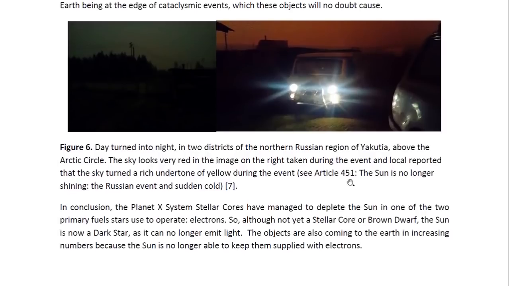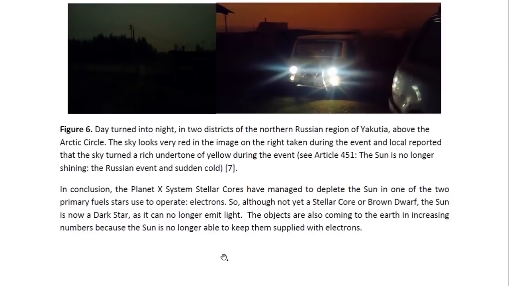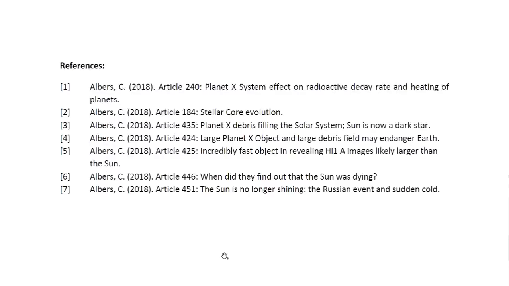And you may look at Article 451 entitled "The Sun is no longer shining, the Russian event and sudden cold." So in conclusion, the Planet X system stellar cores have managed to deplete the Sun in one of the two primary fuels stars use to operate, electrons. So although not yet a stellar core brown dwarf, the Sun is now a dark star, as it can no longer emit light. The objects are also coming to the Earth in increasing numbers because the Sun is no longer able to keep them supplied with electrons.